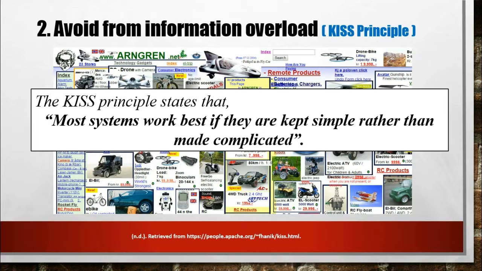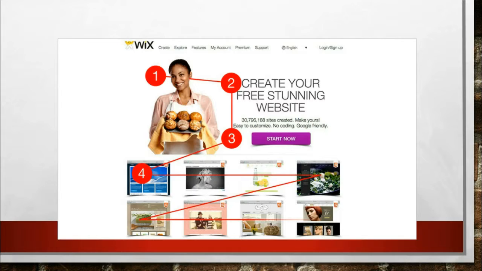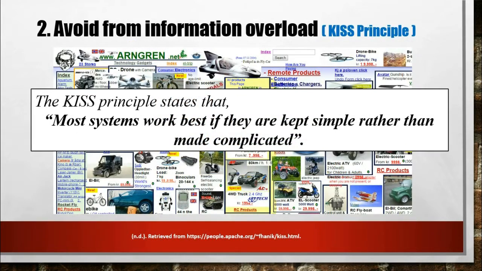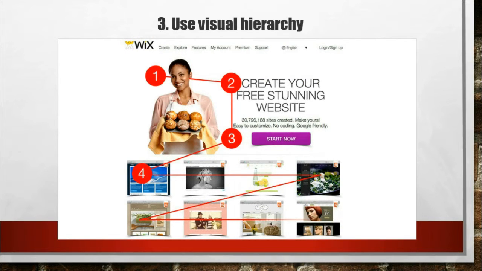Secondly, avoid information overload. According to the KISS principle, most systems work best if they are kept simple rather than made complicated. You have only 5 seconds to arrest your visitor's attention. Crowded screens can be difficult to navigate and process. Try to provide relevant information only, because information overload can disturb customers' attention.